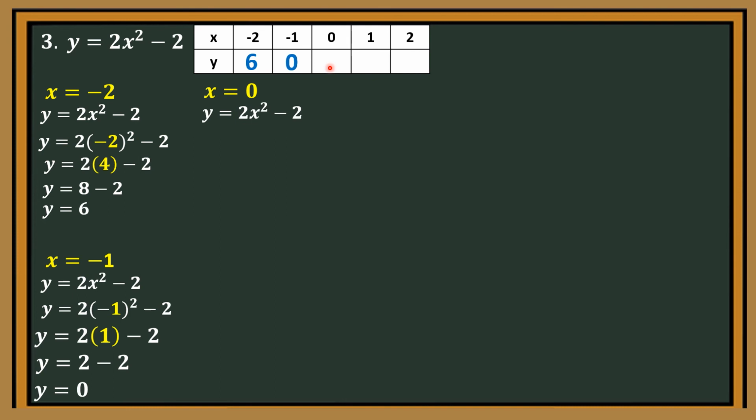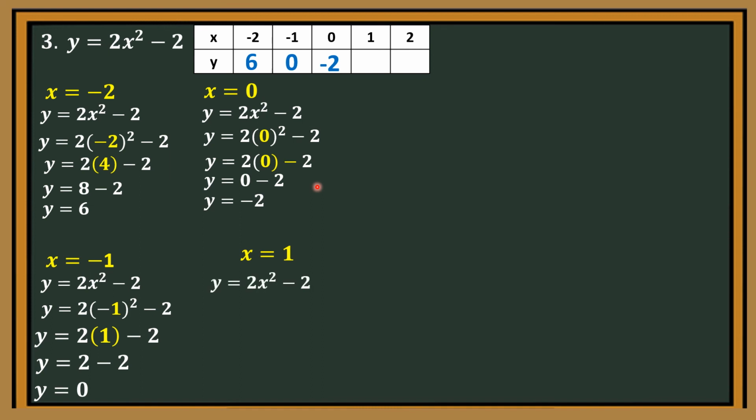What if your x is equal to 0? Original equation, and then substitution. So, eto na si 0. And then, after that, simplify. So, y is equal to 2 times 0 minus 2. Kasi, 0 squared is 0 times 0, kaya 0 pa rin siya dito. Then, multiply natin itong dalawa. Y is equal to 0 minus 2. Then, kapag minus natin to, ang magiging sagot dyan ay negative 2. Lagay natin sa table.